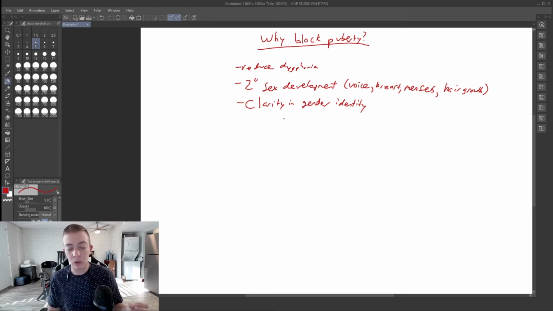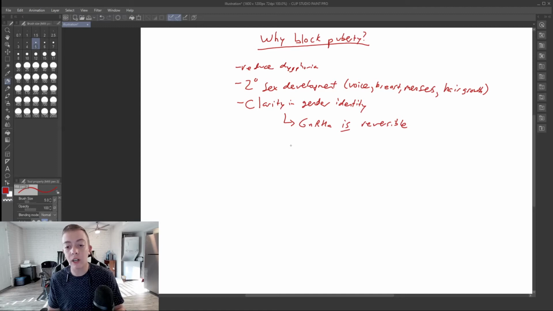And a reason why this would be so beneficial, again, and going a little bit more into detail, is that a GnRH agonist is reversible.